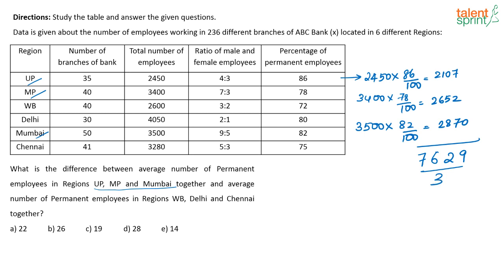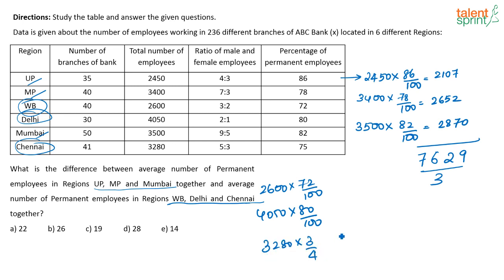Similarly, which are the other three regions that we have to take? WB, West Bengal, Delhi and Chennai. Same way you have to find out, correct? 4050 into 80 by 100, and here Delhi is 4050 into 80 by 100. West Bengal is 2600 into 72 by 100. Similarly, Chennai will be 3280 into 75 by 100. 75 by 100 we can write it as 3 by 4. Find out what each of these values is. Add all that. The answer that you get, divide by 3.